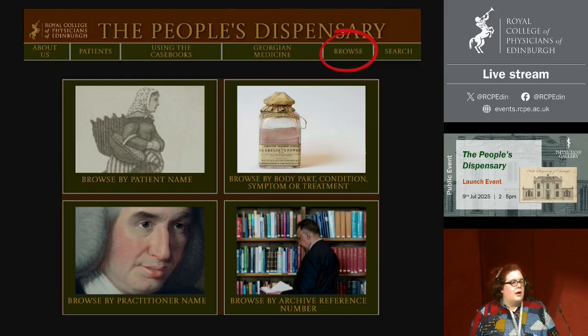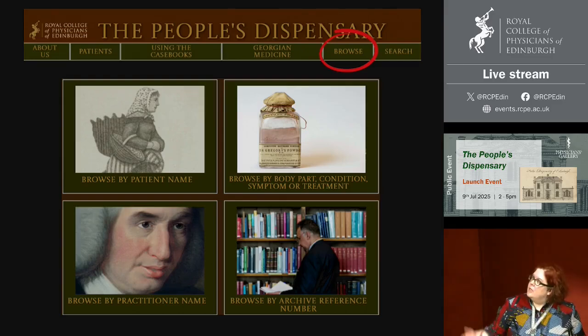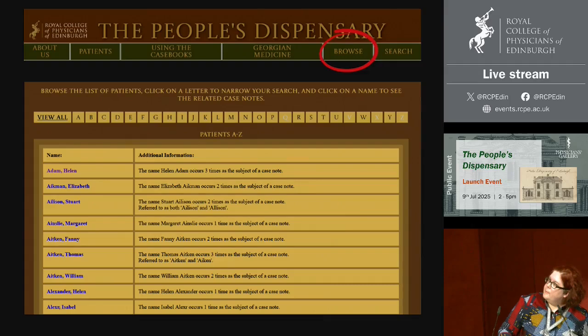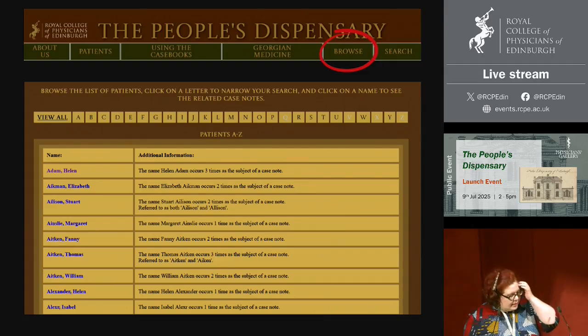You can browse by the name of the patient. It's organized alphabetically by surname. You can browse by body part, condition, symptom, or treatment. You can browse by practitioner, and you can browse by archive reference as well. So this is what it looks like when you get into it.